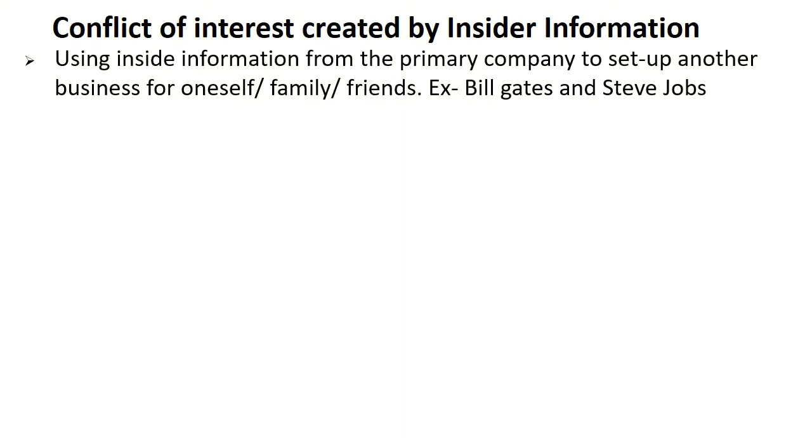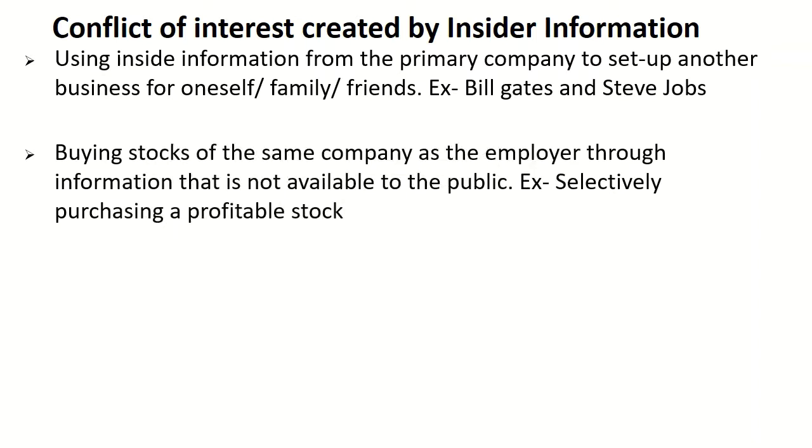Conflict of interest created by insider information. Using inside information from the primary company to set up another business for oneself, family or kids. The best example is Bill Gates and Steve Jobs. Buying stocks of the same company as the employer through information that is not available to the public. Example, selectively purchasing a profitable stock.